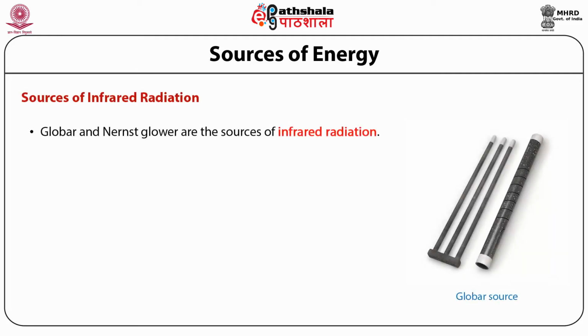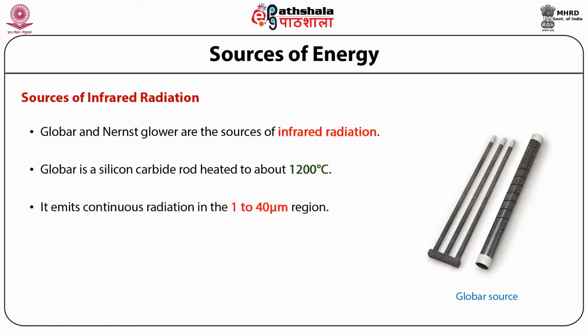The Globar and Nernst glower are the sources of infrared radiation. The Globar is a silicon carbide rod heated to about 1200 degrees centigrade. It emits continuous radiation in the range 1 to 400 micrometer. The Globar is a stable source.